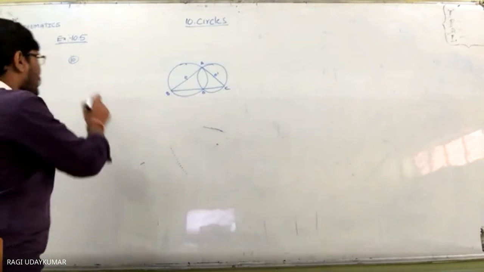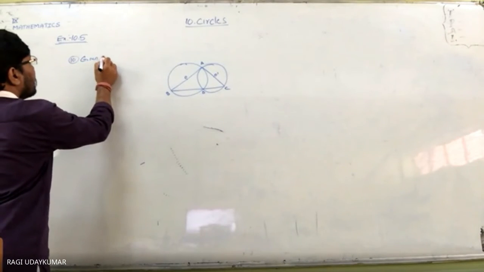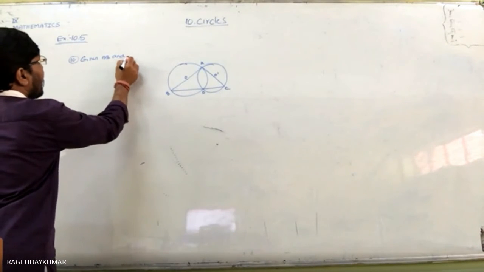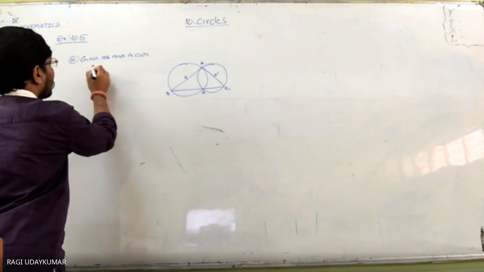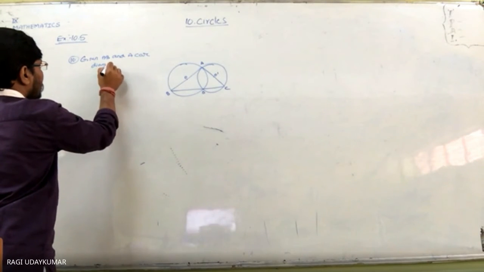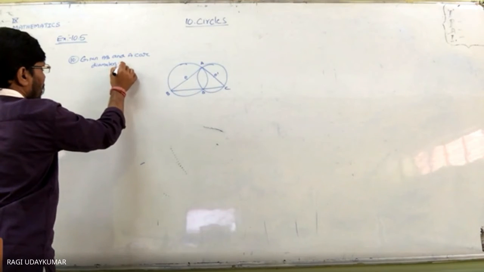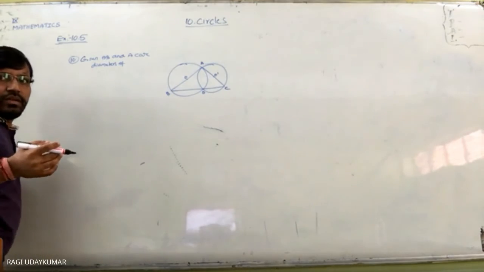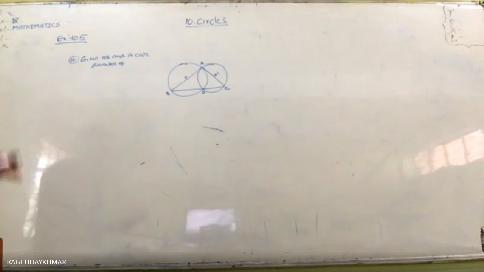So what is given here? Given AB and AC are diameters of two circles. These two are diameters, it is given to that.